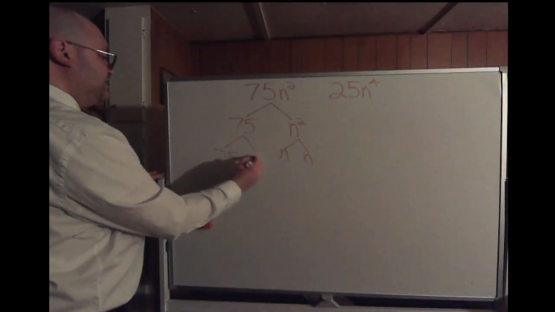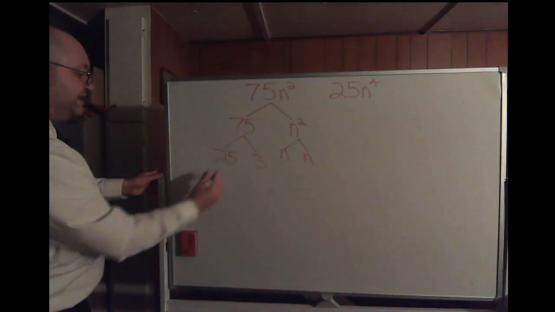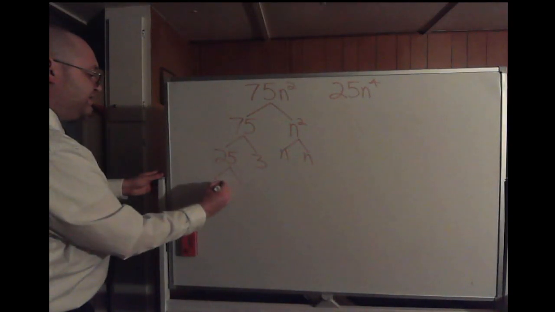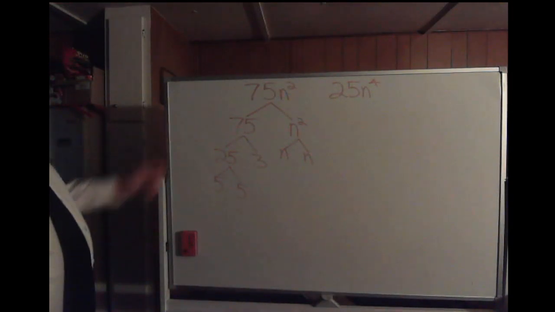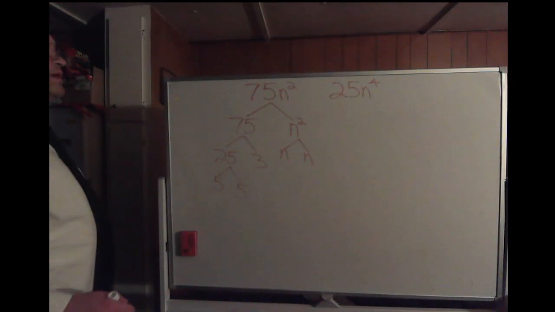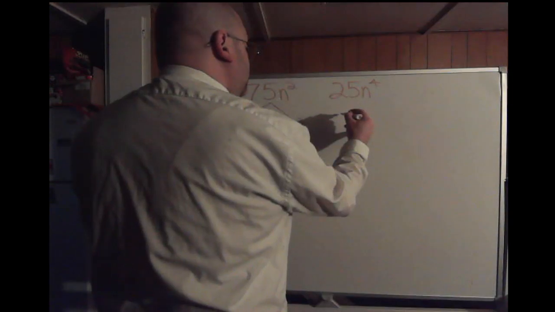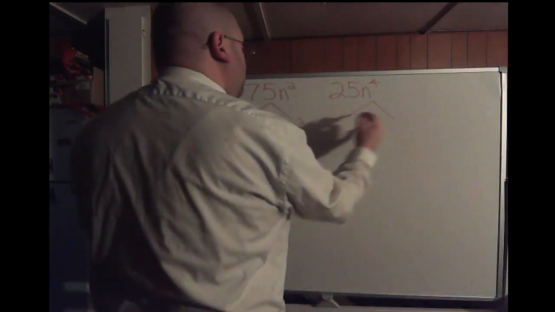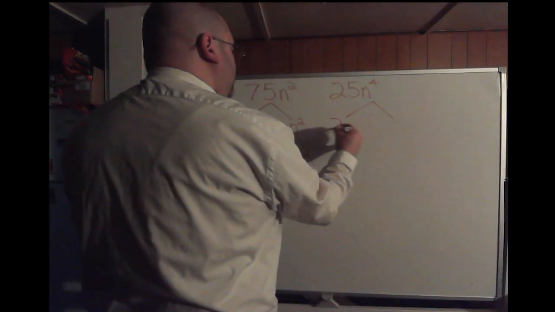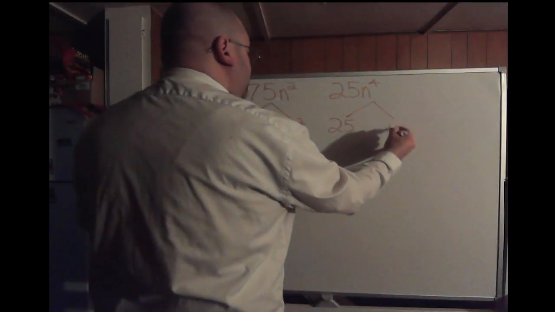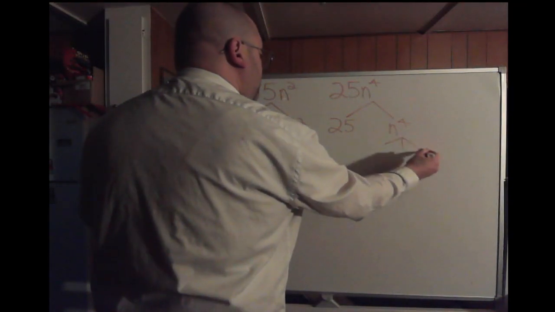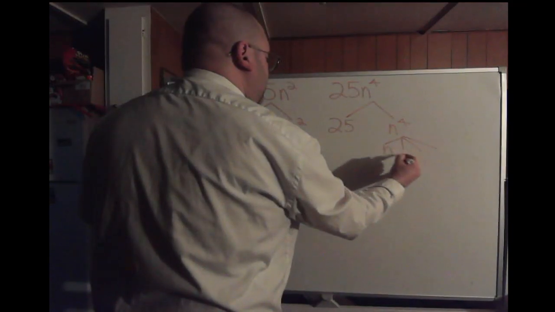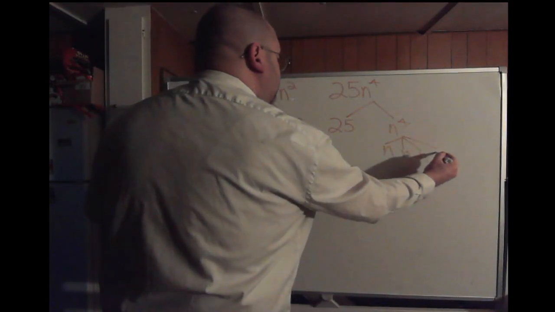75, you'll have, of course, 25 and 3 as factors. 3 doesn't break down further, but 25 breaks down into 5 and 5. And I'd say that's all we can do with 75n to the second power. Now you have 25n to the fourth power. You'll break this down. You'll have 25 and then n to the fourth power. N to the fourth breaks down into n times n times n times n.